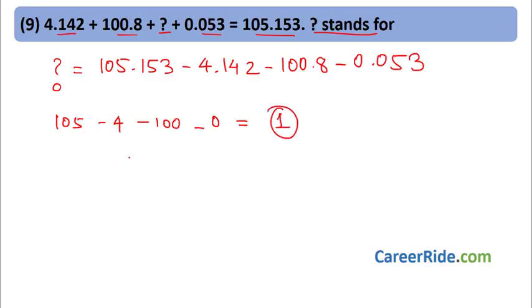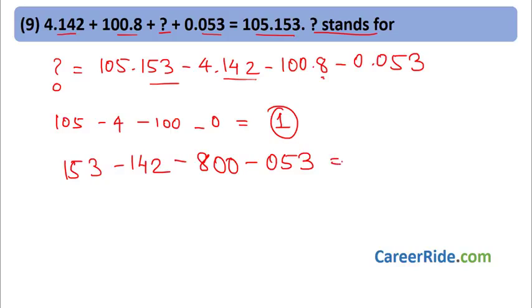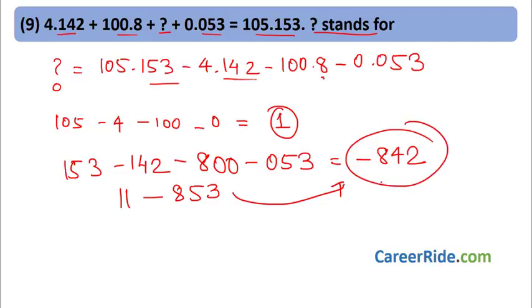Now consider the decimal place numbers after the decimal places. 153 minus 142 minus 800. It is not just 8, it is 800 because there has to be 3 decimal places everywhere. Okay, so this is 800 minus 053. How much will you get at this point? You will get minus 842. How? See, this would be 11 minus 853. Okay, that would give us minus 842, but it is not 842, it is minus 0.842.